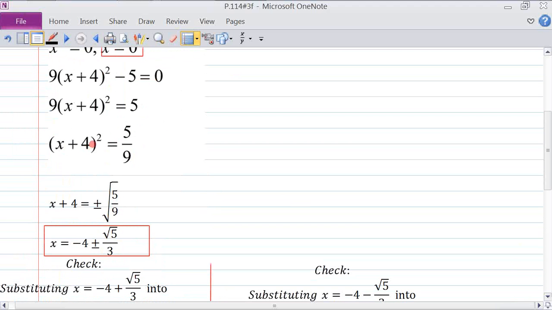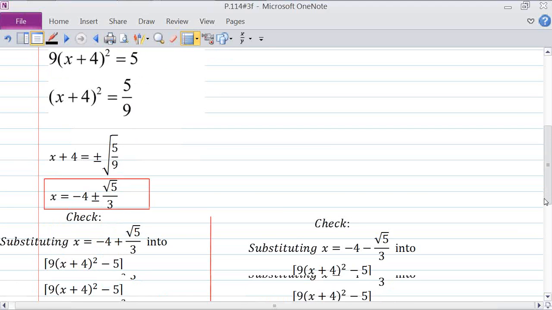Now we take the square root of (x plus 4) squared, and we take the square root of the right side, and we get plus or minus the root of 5 over 9, and the root of 9 is 3. So this is a perfect square. When we transpose the 4 over here, it becomes minus 4. So we get x equals minus 4 plus or minus the root of 5 over 3.